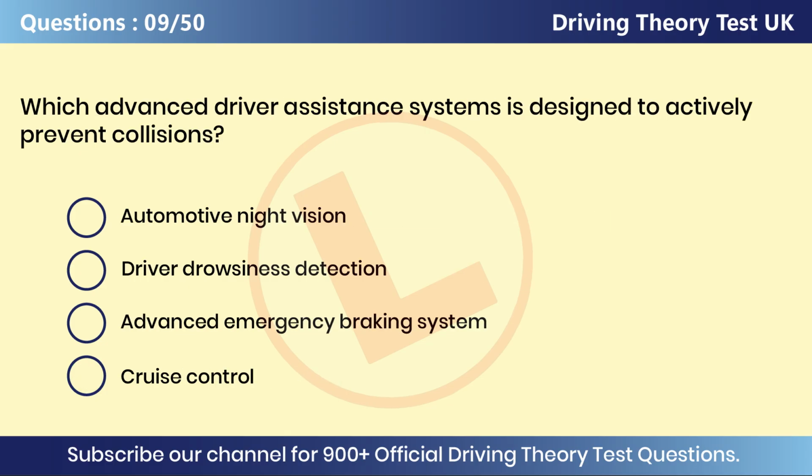Question 9. Which advanced driver assistance system is designed to actively prevent collisions? A. Automotive night vision. B. Driver drowsiness detection. C. Advanced emergency braking system. D. Cruise control. C. Advanced emergency braking system.